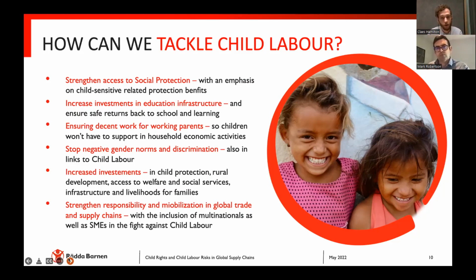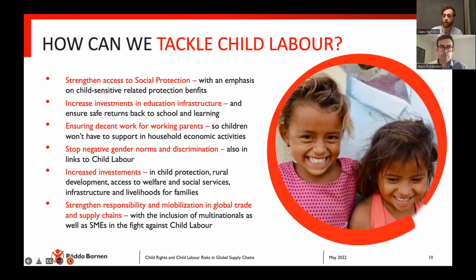So this also gives a quite complicated answer to the question, what do we need to do to tackle child labor? It's a concern of many areas of society. So we need to strengthen education, we need to strengthen access to social protection and social insurance schemes, strengthening child protection, for example, but also ensure decent work conditions for working parents and working youth. And then look at the responsibility that we have in the global supply chains and strengthen our due diligence processes to understand this nature of child labor and how it is a result of something else.